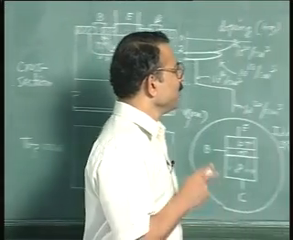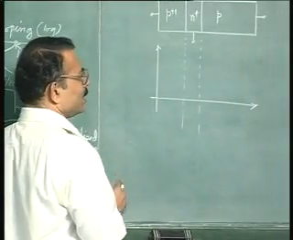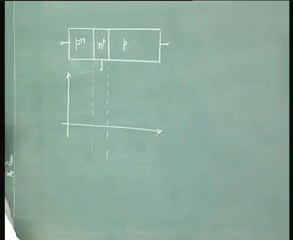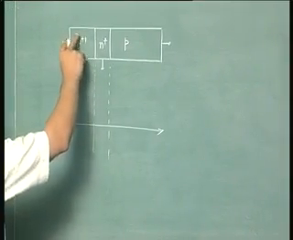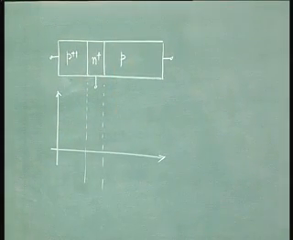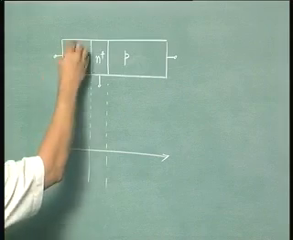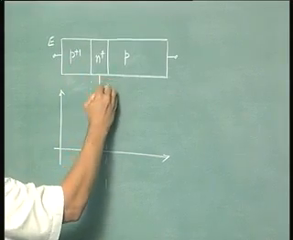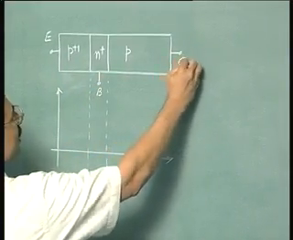Now, when we discuss the transistor action and other aspects of the transistor, we will draw the transistor in the horizontal direction like this. So this is the emitter, this is the base, and this is the collector.